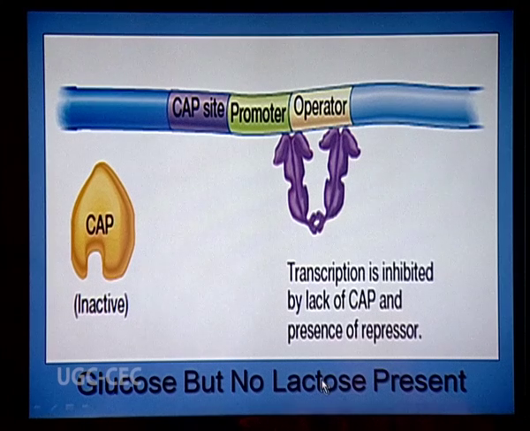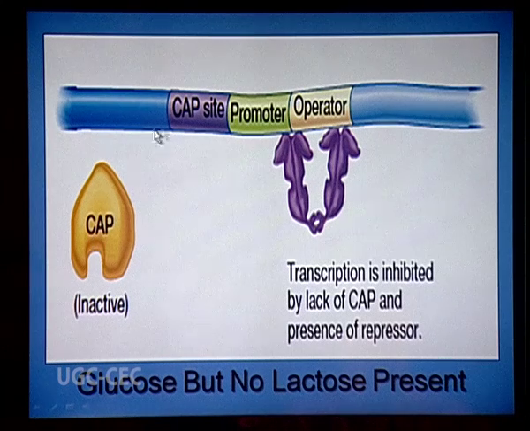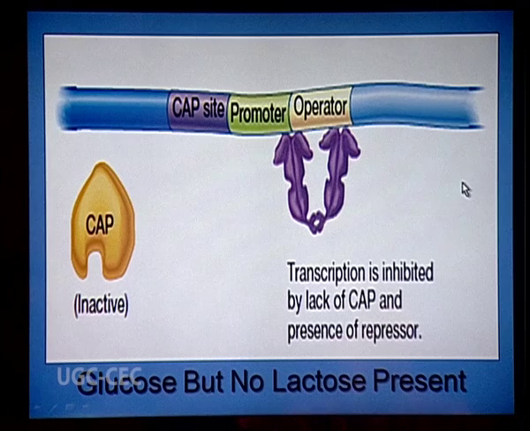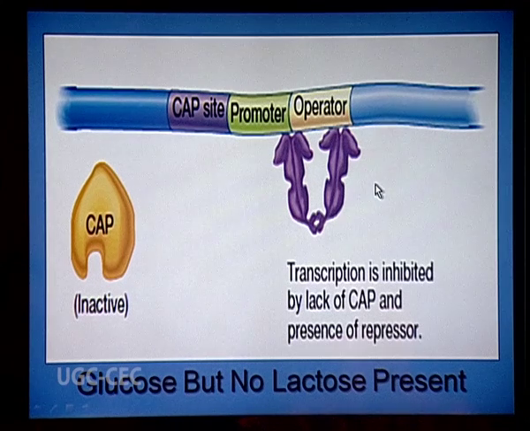Next is if glucose is present and lactose is not present. Then the repressor will bind to the operator, and glucose is present. It means cyclic AMP CRP is not binding onto the CAP site. So definitely the operon is remaining switched off because of this problem.